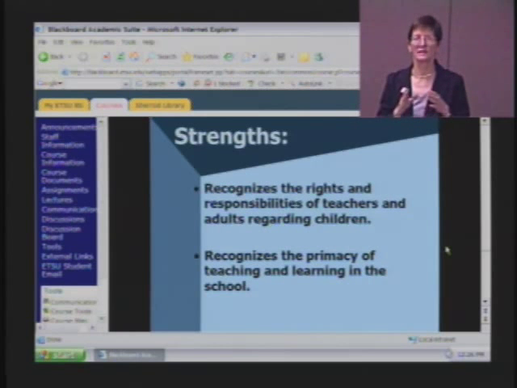Authoritative approaches recognize the primacy of teaching and learning in the school. Sometimes I get students, particularly student teachers, who have so much love and compassion for children that they go into the classroom seeing themselves primarily as a sort of counselor. If what you really want to do with children is be a counselor, ETSU has a very good school counseling program. I recommend that you get your teacher licensure, work for a couple of years, maybe more as a teacher, but you've got to focus on being a teacher, and then go into the master's degree in school counseling, if that's what you want to do.